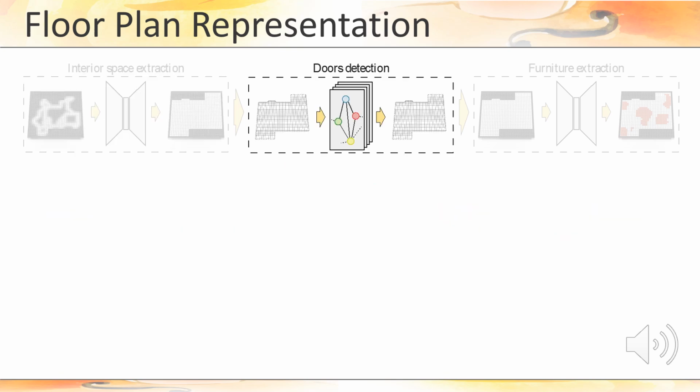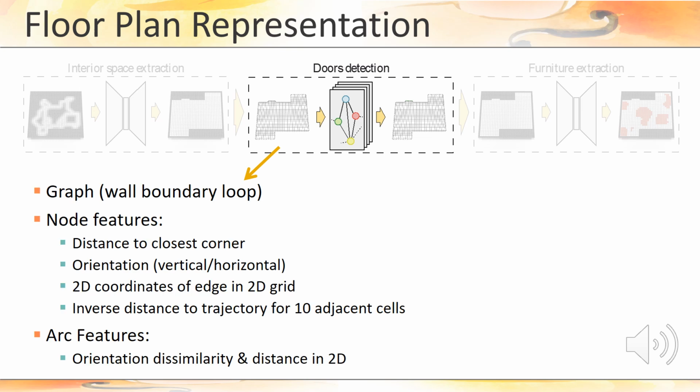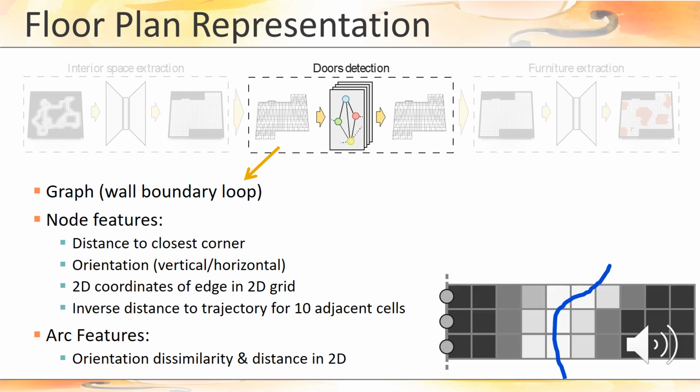The input to the second network, remember, is a graph with a node for each discrete edge on the boundary loop. It contains as per-node features: the distance to the closest corner on the loop, the orientation of the edge, that is, a flag denoting whether it's vertical or horizontal, the 2D coordinates of the edge within the original discretized 2D grid, and the inverse distance to the walk trajectory for the adjacent block of 10 grid cells in the interior footprint. So for the node pointed to by the red arrow here, this would be the block of 10 cells here.